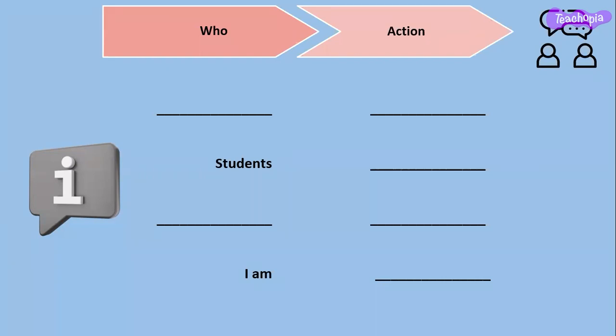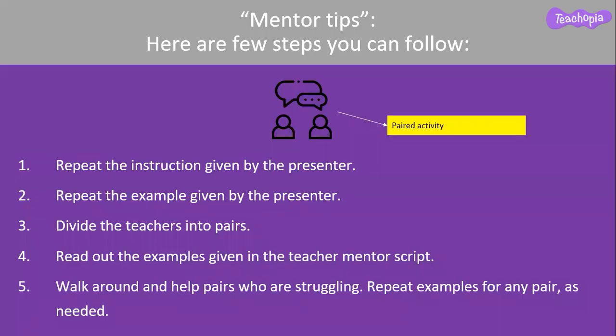So when this activity is displayed and you see that it is a paired work activity, what are some of the steps that you would need to follow? These are basic steps that you would need to follow as a mentor. One, once again, here you will repeat the instruction given by the presenter. Again, the second step, you will repeat the example given by the presenter.